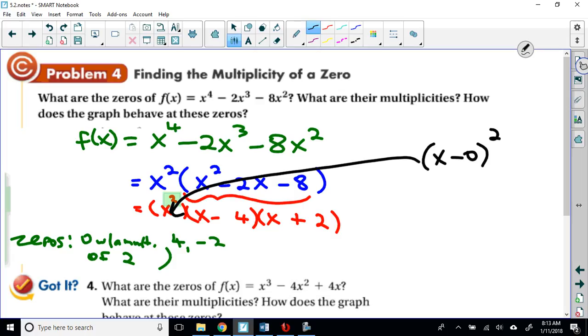Do you guys remember the TI Inspire? The calculator back in the day when we used to use those?